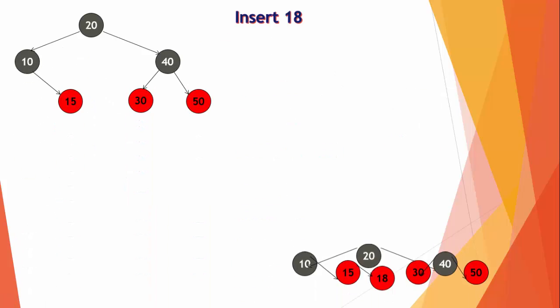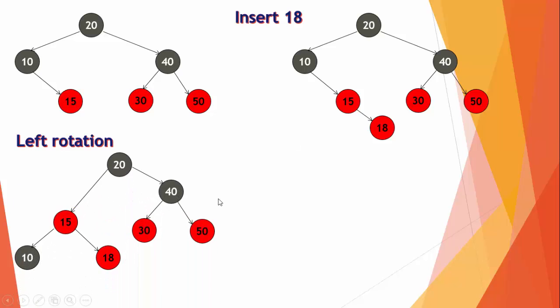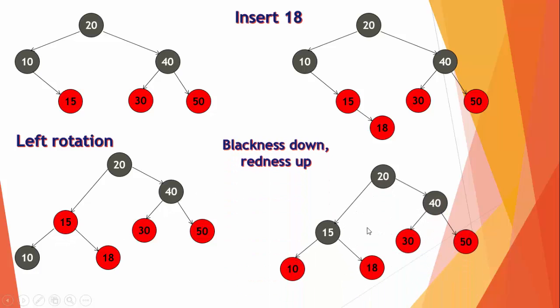Inserting 18 is the right child of 15. Here there is a violation of the third invariant because we have two consecutive reds. This is a right pattern, so we need to do a left rotation as shown here. 15 becomes the parent of 10, and we need to do a color change. 15 becomes black and 10 becomes red.